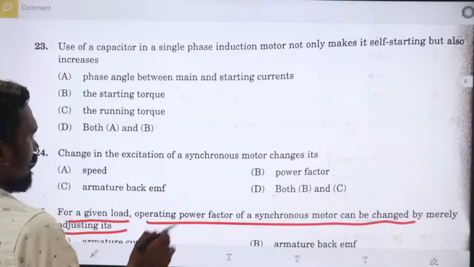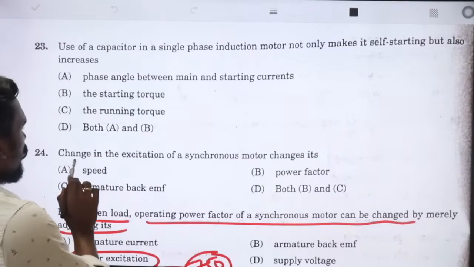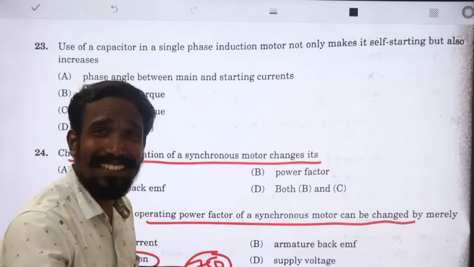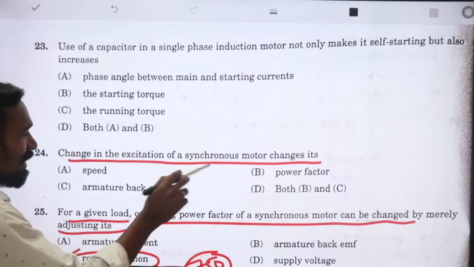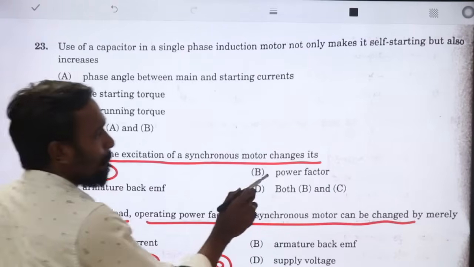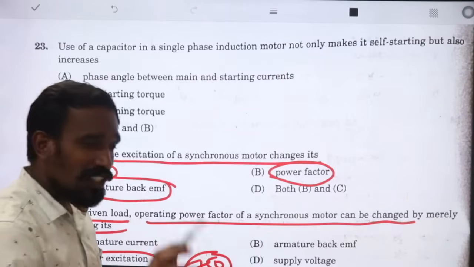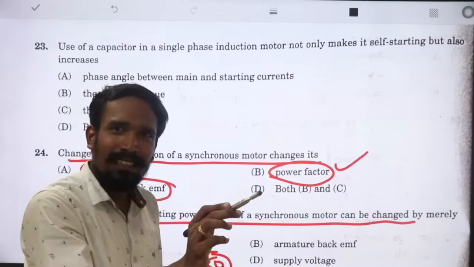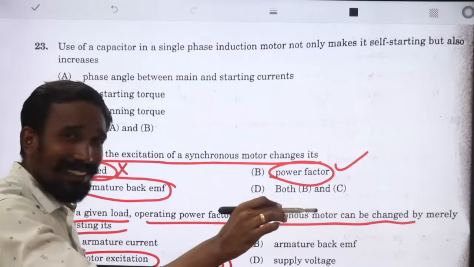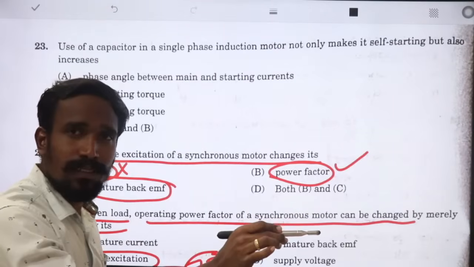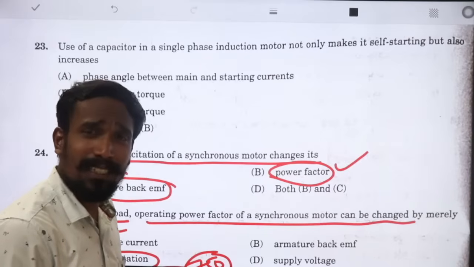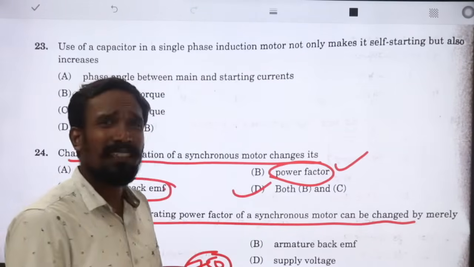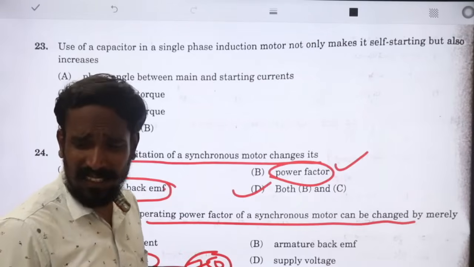Again the same question. The change in excitation of a synchronous motor changes its... Because of negative marking, they asked this question. And in that, they gave options: speed, power factor, and armature back EMF. Generally, the student mentality is to first go for speed. This is not correct. Power factor, this is correct. Then they will concentrate on bubbling. During the bubbling, they try to see option C, back EMF. Generally, EMF depends on excitation, right? So this is also correct. Then which is the correct answer? Both B and C. EMF also depends on the excitation, guys.